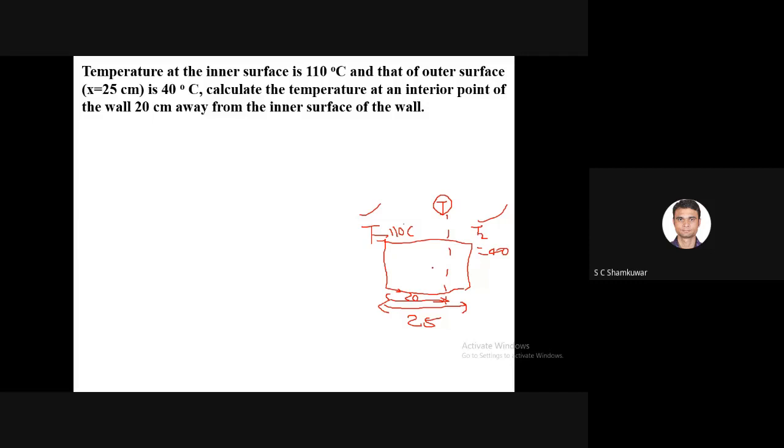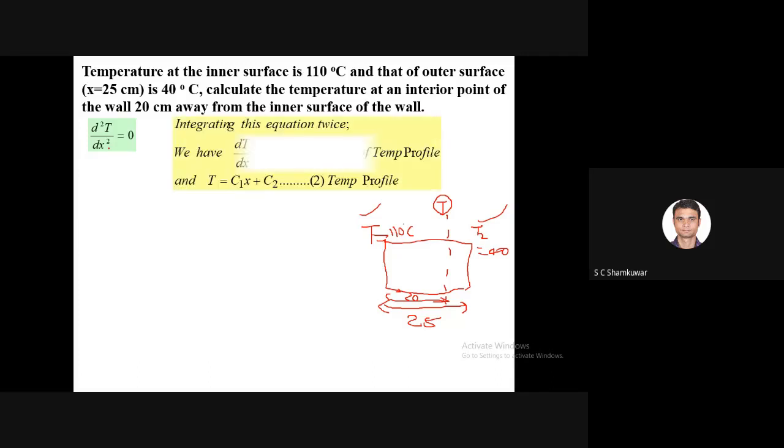So for such a problem, we need to use the Laplace equation. Remember, we need to use the Laplace equation. Now, what is the Laplace equation? You know, d square T by dx square is equal to 0. Now integrate this Laplace equation. What will you get? You will get dT by dx is equal to C1.